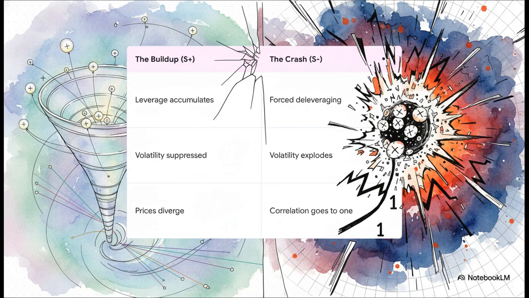During the buildup, you have all this leverage slowly, quietly accumulating. In the crash, you get a sudden, forced, brutal deleveraging. On the way up, volatility is crushed down to nothing. Then on the way down, it absolutely explodes. It's a perfect, haunting symmetry.